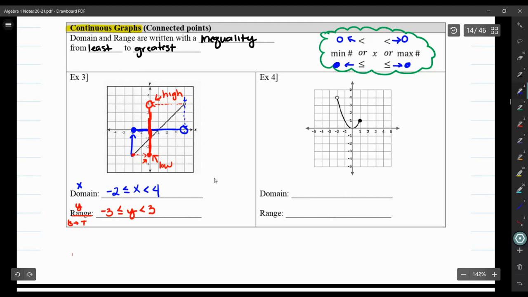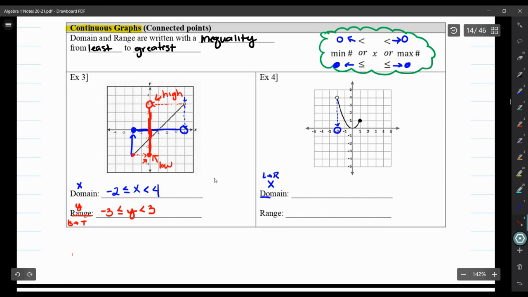Let's try another one. Let's look at 4. So we talk about domain again. We want left to right. So my furthest left point is this open circle here. That's my furthest left point. So I'm going to follow him down towards the x-axis because I'm talking about domain. And I'm going to put an open circle on -2.